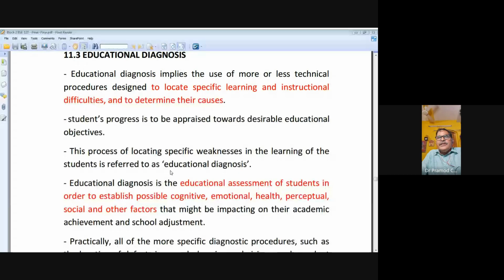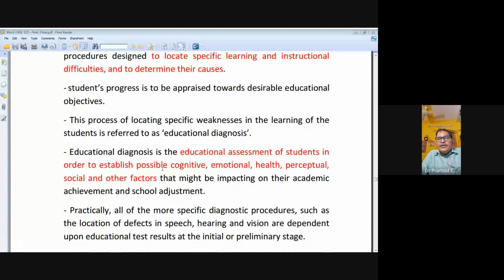But in this process, if we are facing any type of difficulties, then automatically that difficulty or weakness we must locate, and that is also known as educational diagnosis. Educational diagnosis is always related to educational assessment, because when we are preparing the achievement test, the teacher-made test, then definitely we are going to achieve the educational objectives.